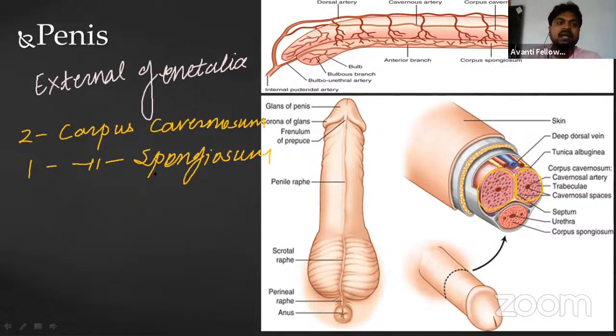This corpus spongiosum contains the urethra. The urethra will be inside it. That is why you want to remember this name, because it is a very important question that may be asked: where is the urethra present? So we should know its name. That is the important thing from this slide.